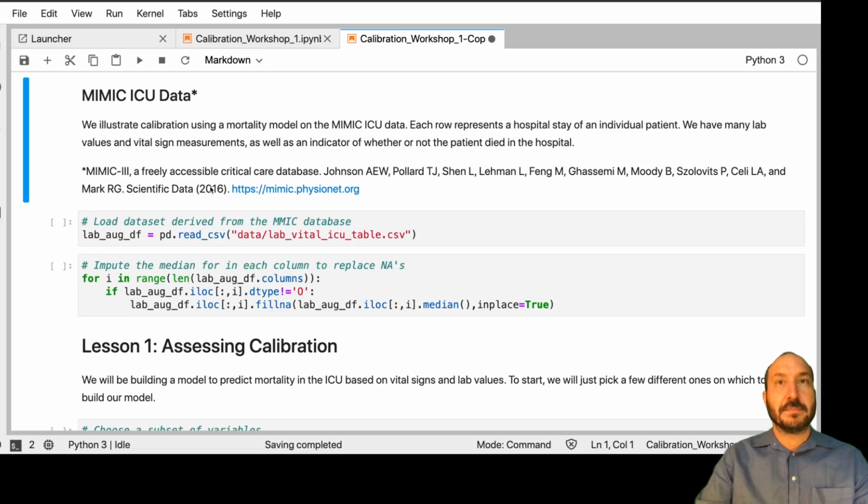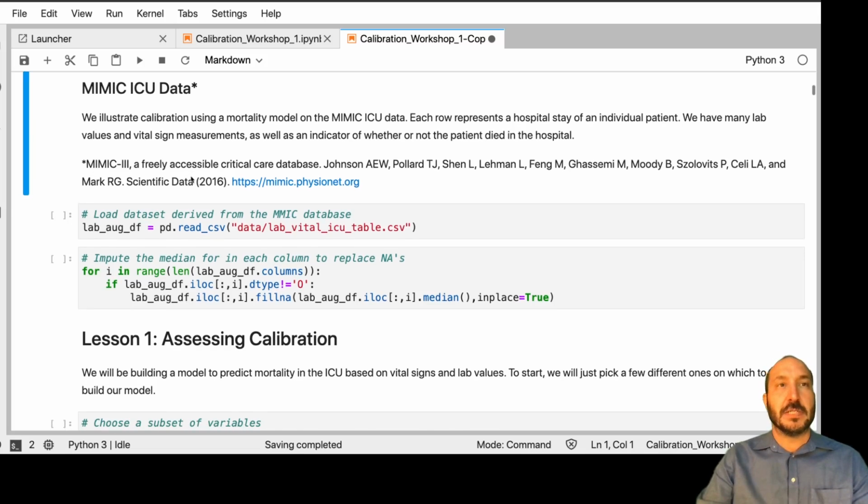And let's talk a little bit about the data we're going to use. So this data is from the MIMIC ICU data set. So each row represents the hospital stay of an individual patient. And the data includes lots of lab value and vital sign measurements of that patient during this stay in the ICU, and also has an indicator of whether or not the patient died in the hospital. So we're going to be building models about predicting mortality for patients in the ICU. Here's the reference of who built this data set.